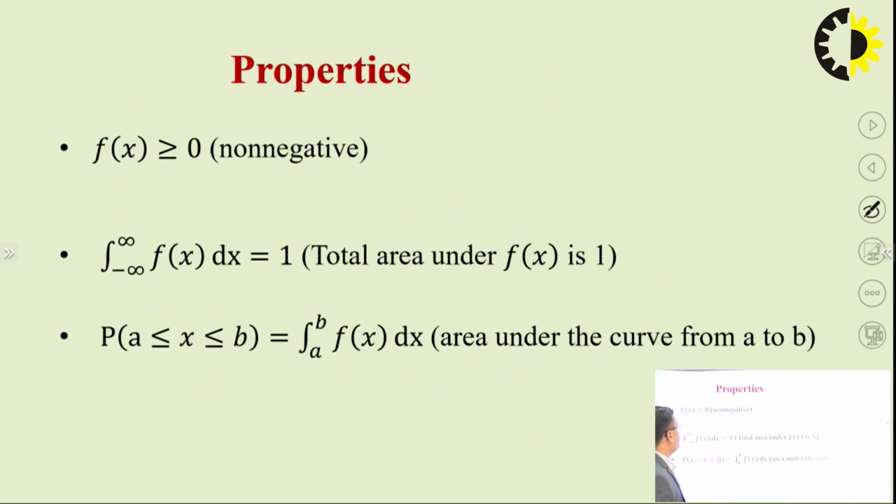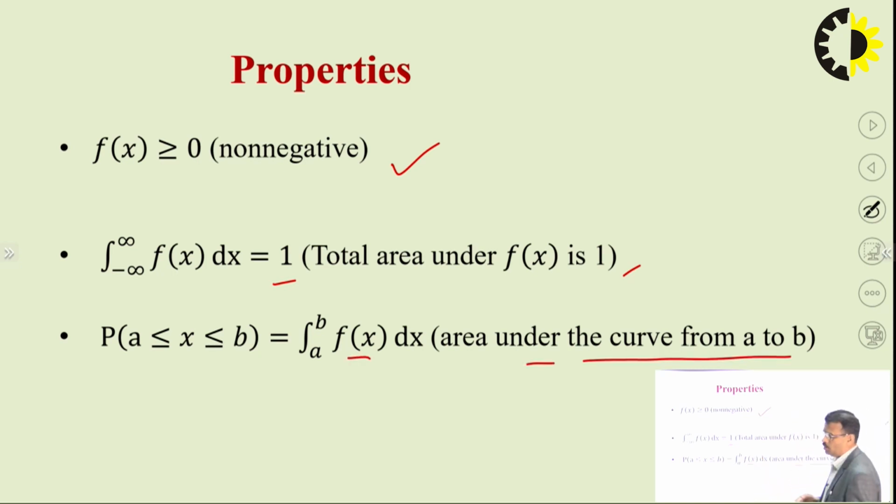Now, the value of PDF. Its value will always be equal to or greater than 0, so it is non-negative. The area under the curve from minus infinity to plus infinity is always 1. Now, from A to B, if I want to get the probability from A to B, it will be the area under the curve from A to B for that particular limit. So, these are the properties of PDF.